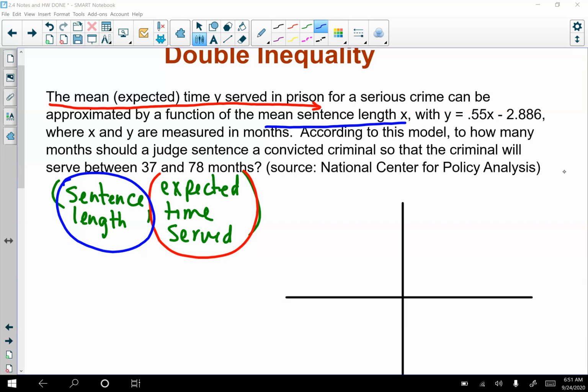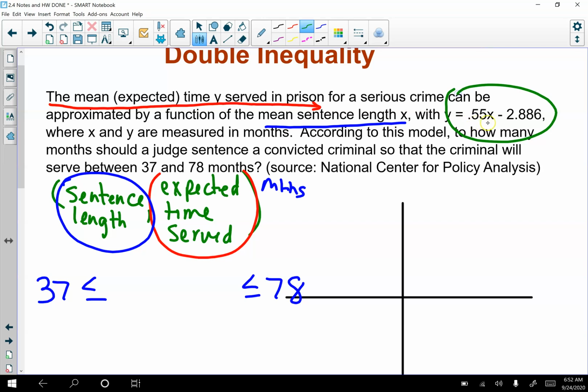So the next thing that you're going to do is make your double inequality here. They want to know in how many months should a judge sentence. So they want to know the sentencing, the X, of a convicted criminal, so that the criminal will serve between 37 and 78 months. So between 37 and 78, and we're in months. And so I'm going to put this equation right here. This part of it is going to go right here, because that's going to be the x that I'm trying to find here.